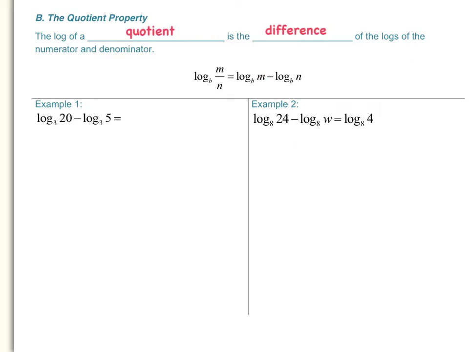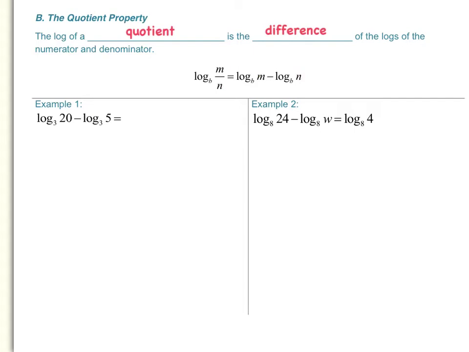This property works in reverse also. If you had the log of 3 minus the log of 2, you could rewrite that as the log of 3 over 2, or 3 divided by 2. Now let's look at the first example.